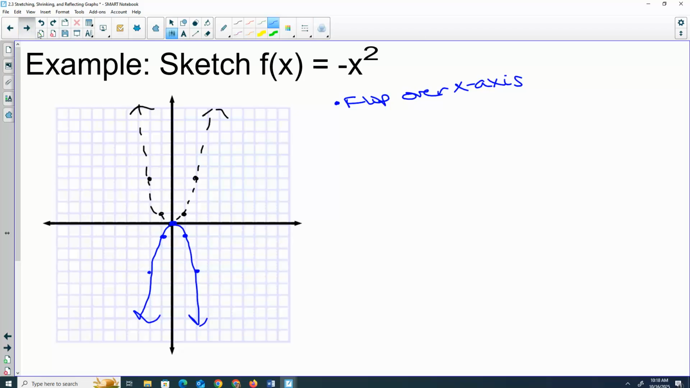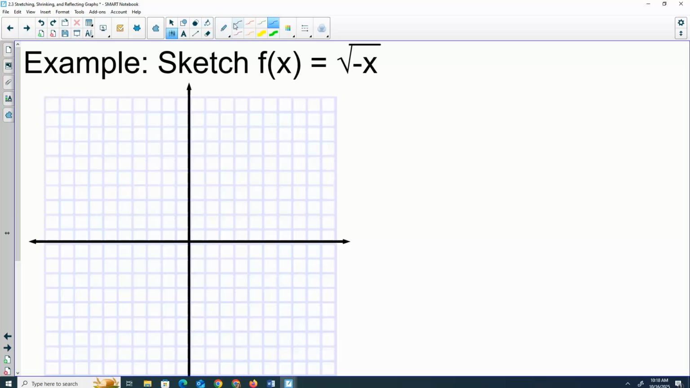Let's do this one. So what's your parent function? Square root. So square root of 0 is 0. 1, 1. 4, 2. If you wanted, you could do 9, 3.